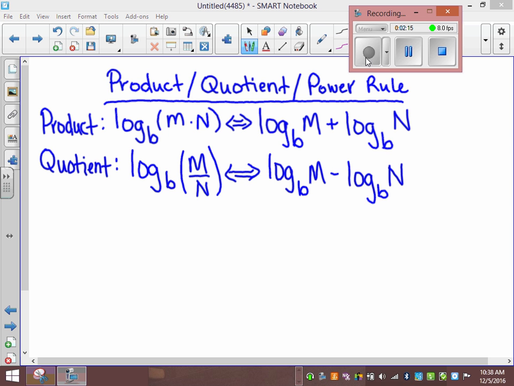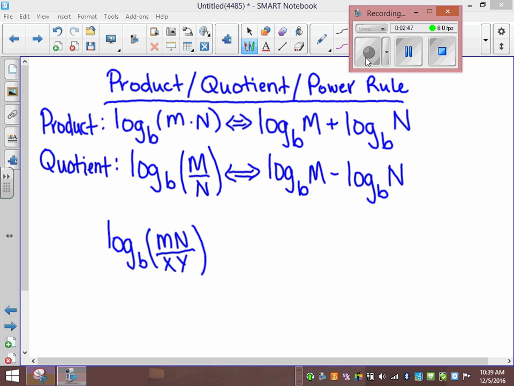Now I want to show you something, because often people think that these are completely separate of each other. But basically, anything that has multiplied on the top, you can rewrite out with a plus 1 in front, and anything that's divided by in the bottom, you can write out with a minus 1 in front. So I'm going to show you one where they're together just to prove a point. So if I had log base b of m n over x y, let's say, I can use both the product and the quotient to draw this out.